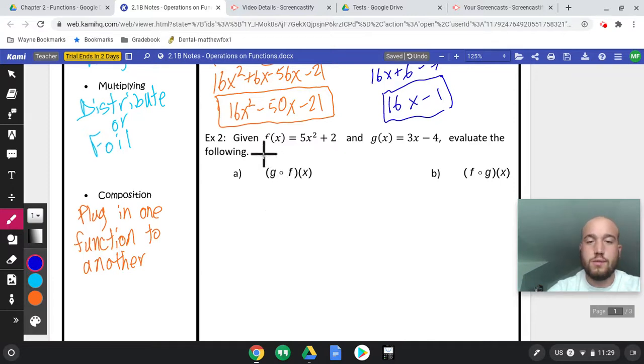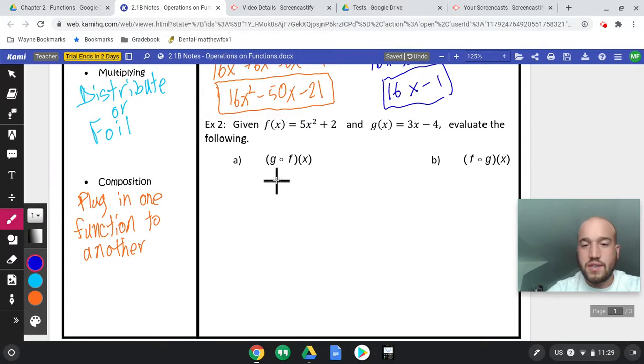So the next one, same approach, except now, instead of the f coming first, they have g of f of x. Also, we're using two different functions here provided. So g of f of x, that means we start with the g. So let's go over here, and we'll start with our 3. Put your parentheses, and instead of the x, we plug in whatever f of x is. So in our case here, 5x squared plus 2. We close the parentheses, and then it's minus 4. And we got that from the g.